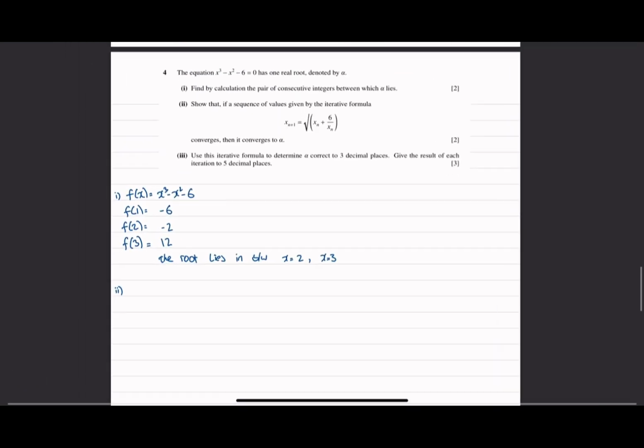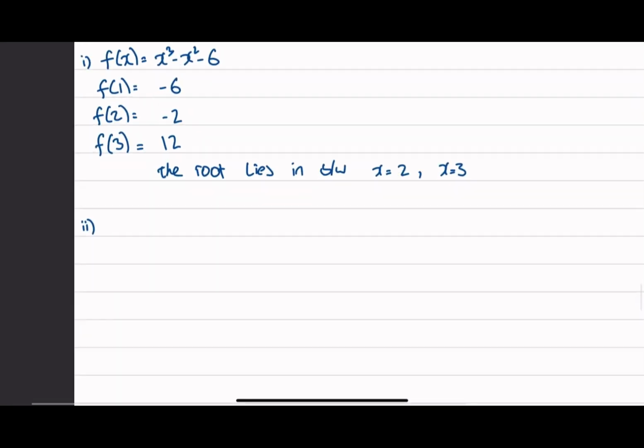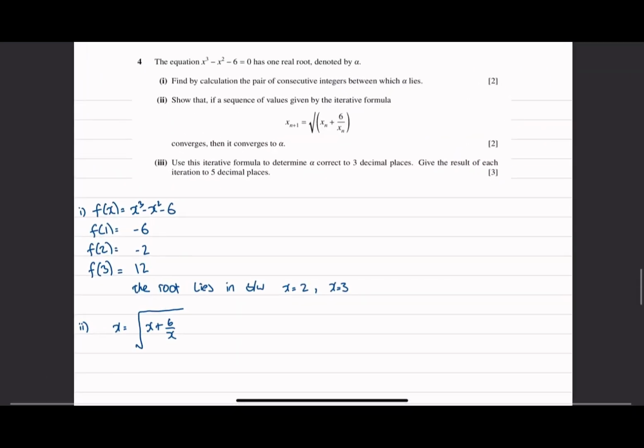Part 2 says show that if a sequence of values given by the iterative formula converges, then it converges to alpha. Okay, so we have the formula x equals under root x plus 6 over x. And what this part essentially asks us is to get this back into this form or vice versa. So let's start off by this form.